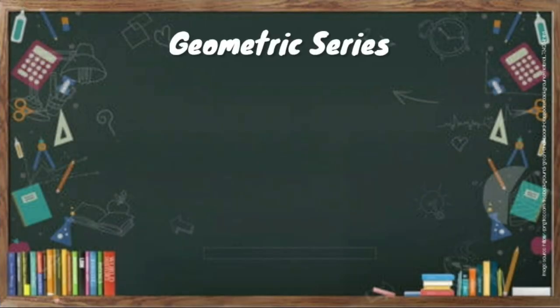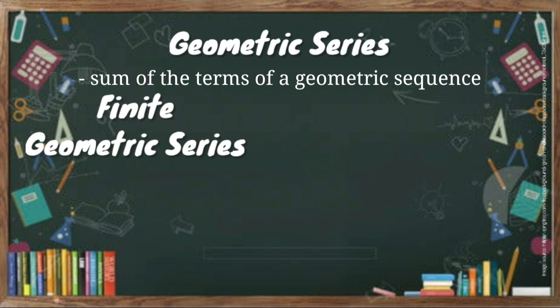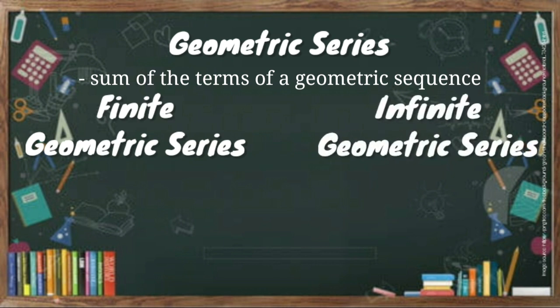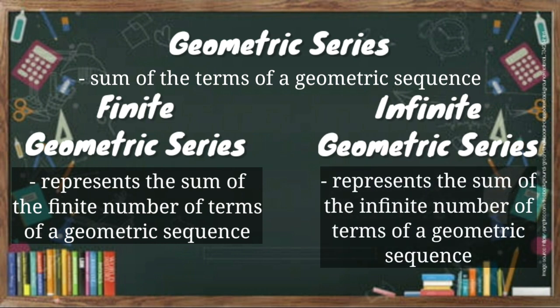A geometric series is the sum of the terms of a geometric sequence. There are two types of geometric series: the finite geometric series and the infinite geometric series. The finite geometric series represents the sum of a finite number of terms of a geometric sequence, while the infinite geometric series represents the sum of an infinite number of terms of a geometric sequence.